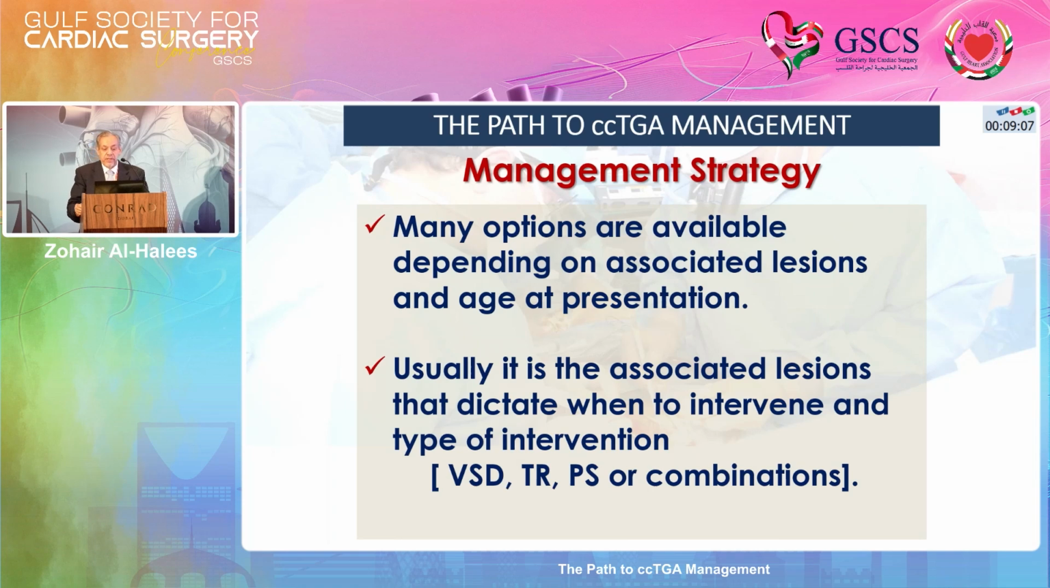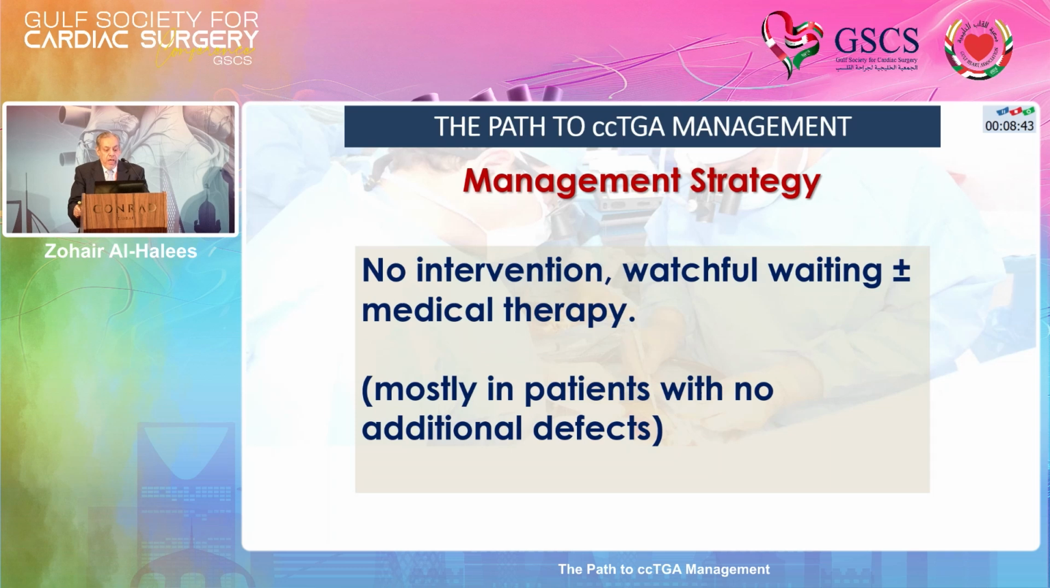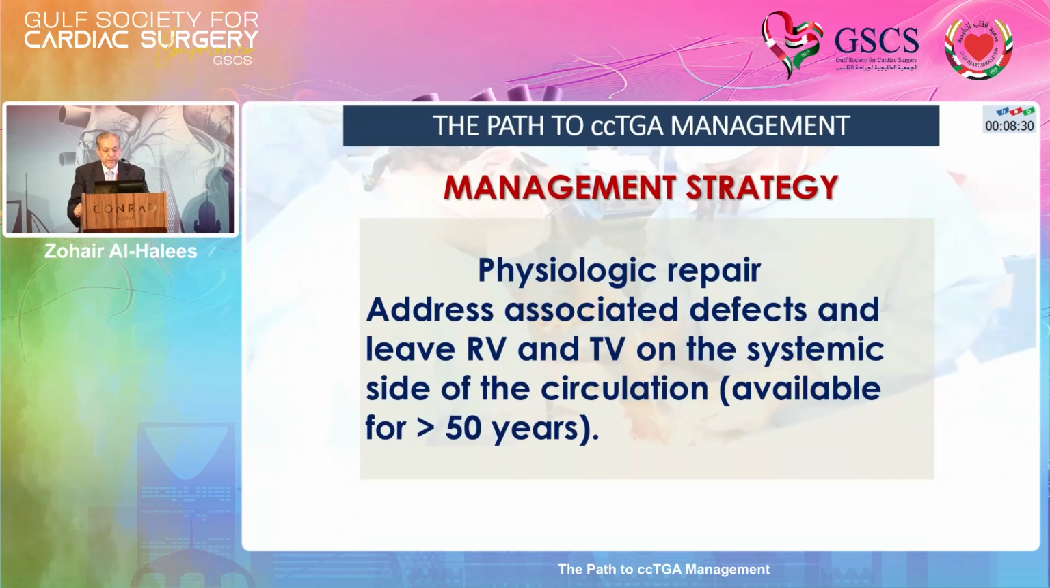Now, what is the management strategy? There are many options available, depending, of course, on the associated lesions and age at presentation. And usually it is the associated lesions that dictate when to intervene and also the type of intervention: presence of a ventricular septal defect, tricuspid valve regurgitation, pulmonary stenosis, or combinations of these. In a certain subset of patients, no intervention or watchful waiting, plus or minus medical therapy, is warranted, and this is mostly in patients with no additional defects.